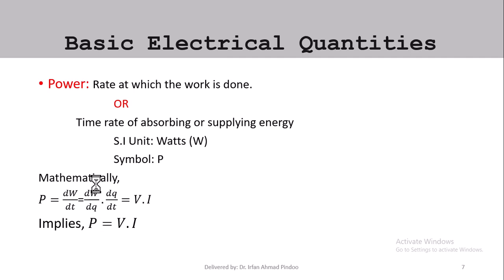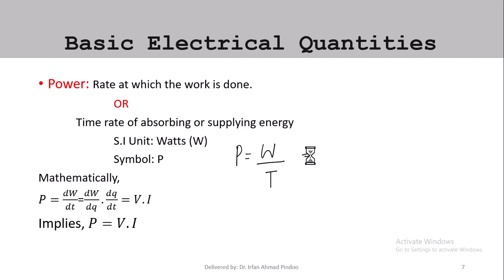Then the next quantity we will define is power. It is defined as the rate at which work is done, with SI unit watts and the symbol capital P. Now how do we define power? Power is defined as W upon T if we look at the formula. So suppose we are writing power is equal to the amount of energy that is done per unit time.